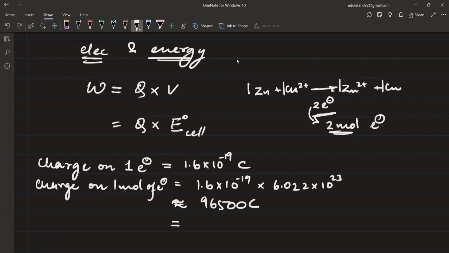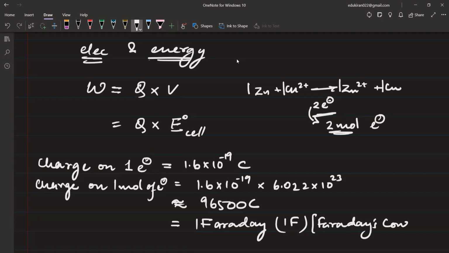So what is 96500? This is Faraday's constant. This is also known as 1 Faraday, or 1F, aka Faraday's constant. So when 1 mole of electrons is traveling, it is giving me how much charge? It is giving me 1 Faraday of charge, or 96500 coulomb.